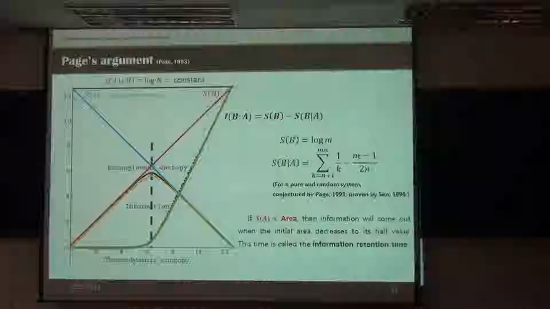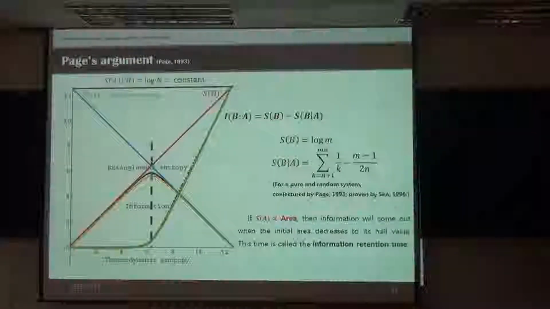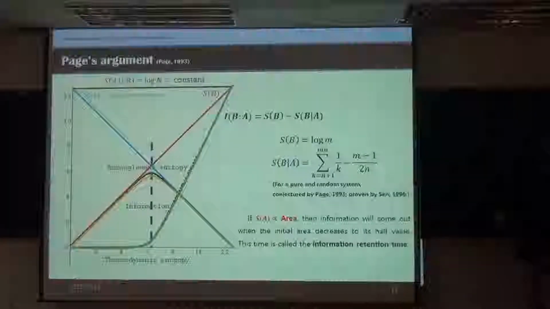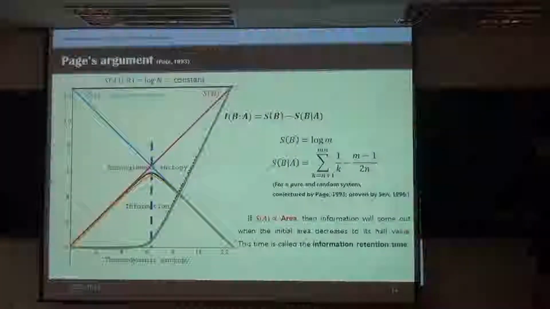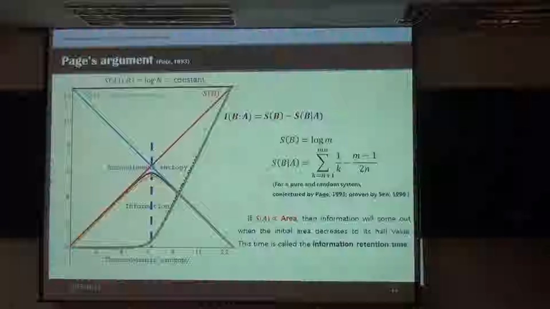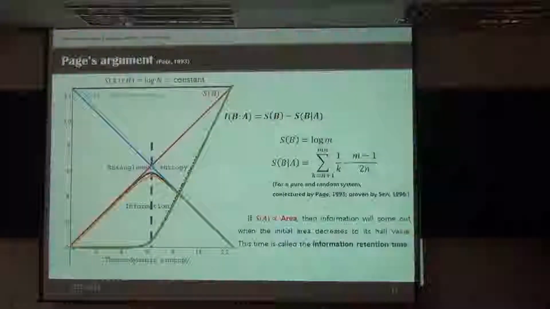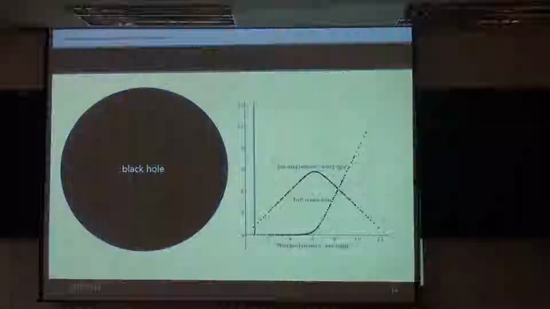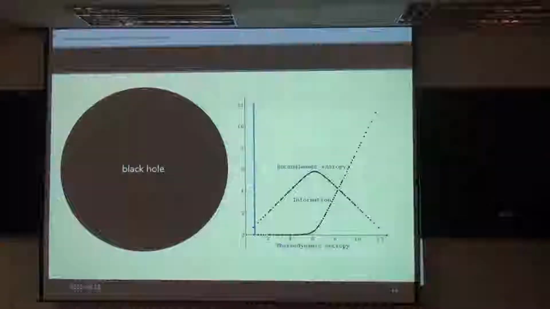information. So if SA, this curve, is proportional to the black hole area, as Bekenstein said, then information will come out when the initial area decreases to its half value, and this time scale is called the information retention time. After this time, information begins to come out. So let me say that initially we were here.